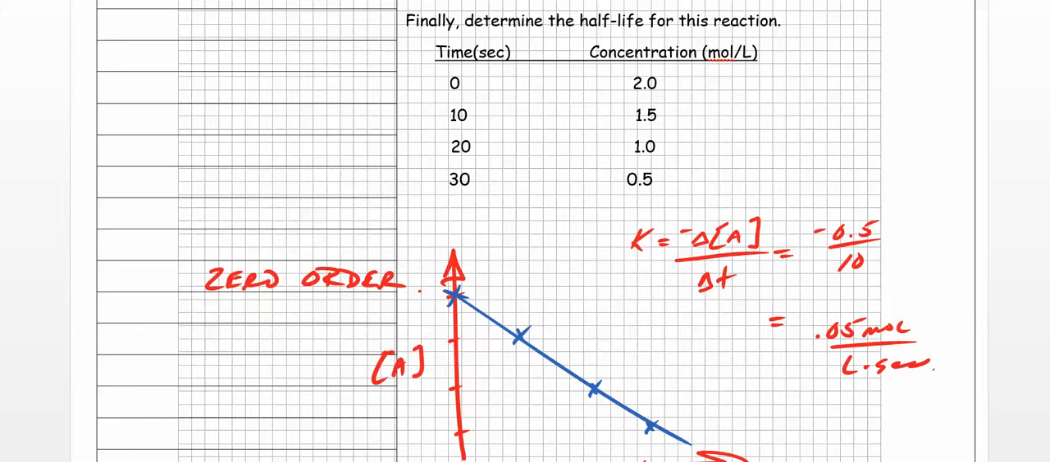Don't forget to take the negative of that. So it was negative first, but then we took the negative of that, so 0.05 moles per liter per second is our K. So now we've sketched it, and we've got our K. What else can we do?